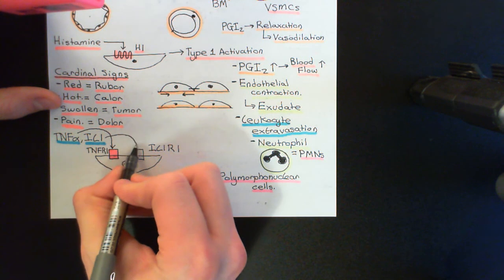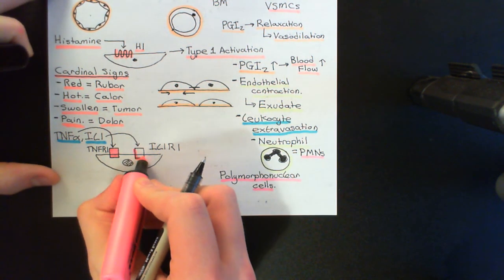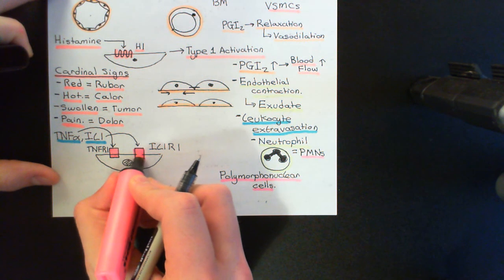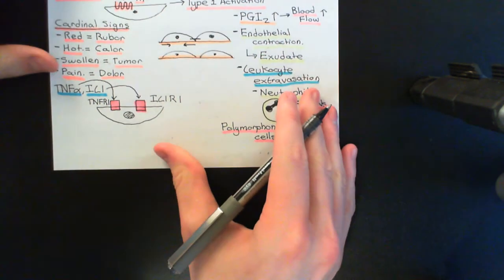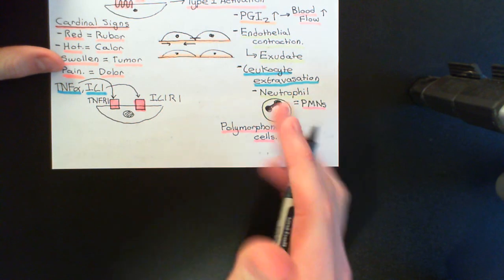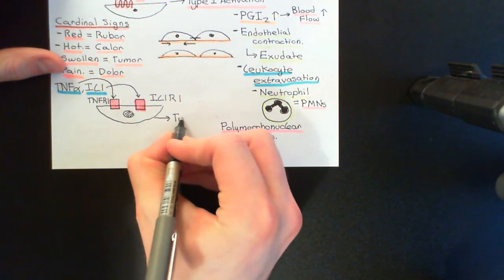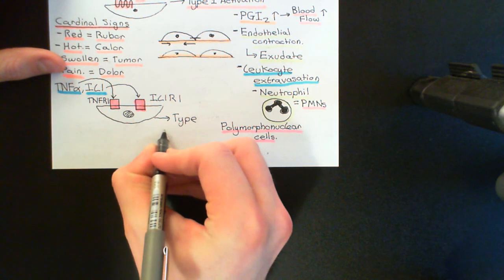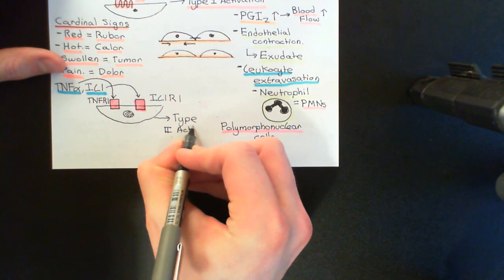Okay, so nice simple names for receptors then. And these will again both be found on the basolateral side of the endothelial cells. And these are now going to cause another activation process within the endothelial cells, but this time it's going to be called type 2 activation. So these are going to cause type 2 activation of endothelial cells.